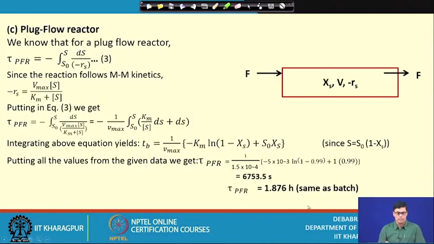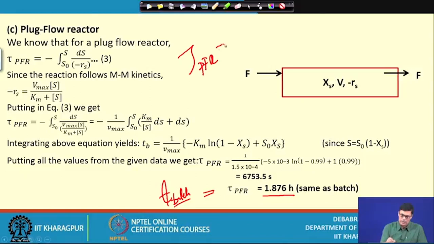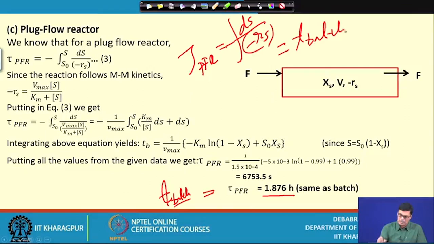Now let us see the case of the plug flow reactor. For the plug flow reactor, we can similarly find out the same. This tau plug flow reactor will be the same as t batch, because we know that their expression is the same. What is the expression we have? Minus dS by minus rS, am I right? This is equal to t batch. So for the same 99% conversion, the time requirement will be the same.